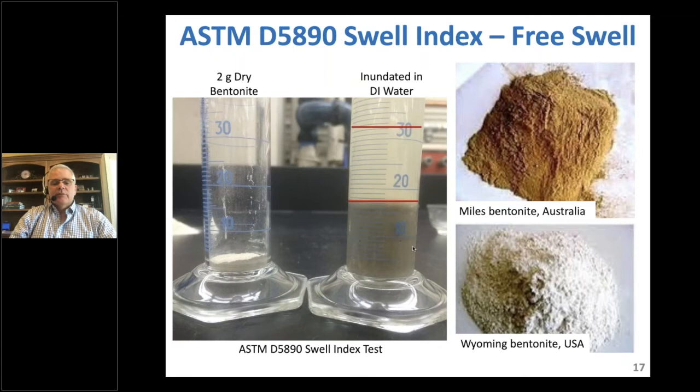This is a great simple test that tells us a lot about the ability for bentonite to swell in different solutions. We're going to come back to this. So we can look at that swelling behavior with simple tools like this very effectively. This is actually a test that came out of the pharmaceutical industry, not from our industry. We tend to borrow a lot of things and put geo in front of it and call them our own.